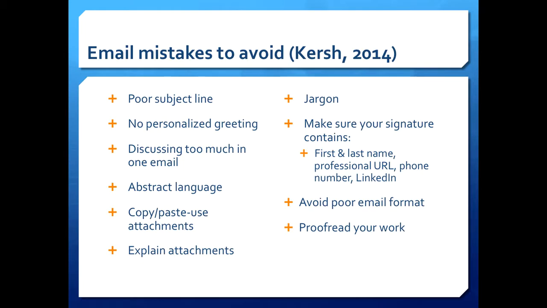Copy and paste and using attachments. Be wary with that. If you do attach, of course, be sure to actually attach it. Explain the attachments. Let them know what they're looking at, why it's important. Set it up. And then if you are going to include your signature, you want them to be able to find you in multiple ways. So your first name, last name, LinkedIn if you have it, your phone number, if you have a website that you want them to look at, a professional URL. Those are some things that I would typically include in a signature. Definitely proofread your work, and you want to have some kind of formatting. It should appear visually stimulating.